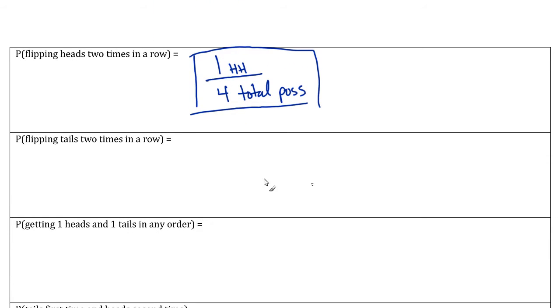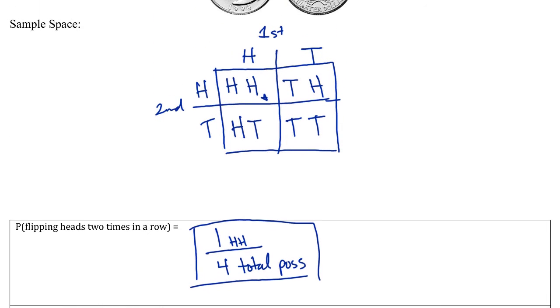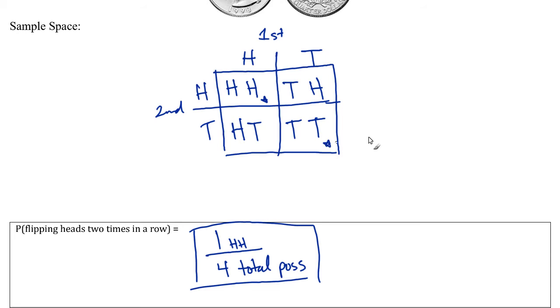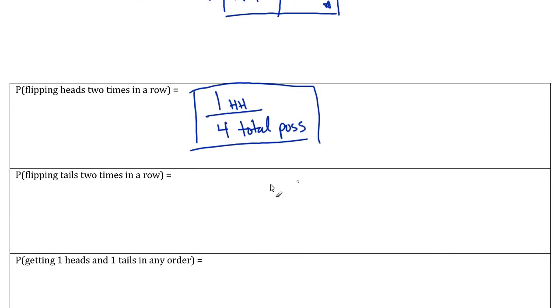What's the probability of flipping tails 2 times in a row? Right here is the only one, so that's 1 out of 4. So only one tails out of 4 total possibilities.